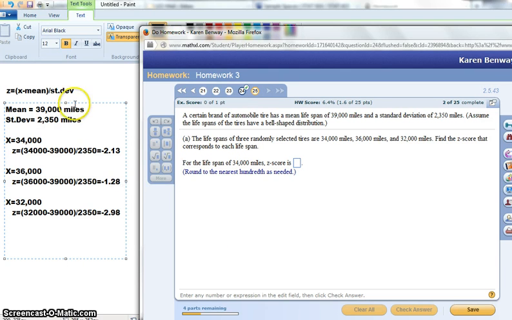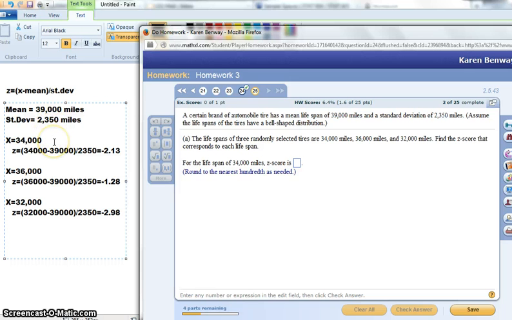So we start by reminding ourselves that the z-score is calculated by taking a particular data value, subtracting the mean, and dividing by the standard deviation. And what this will do is tell us how many standard deviations the particular value x is away from the mean. So here our mean is 39,000 miles, our standard deviation is 2,350 miles.